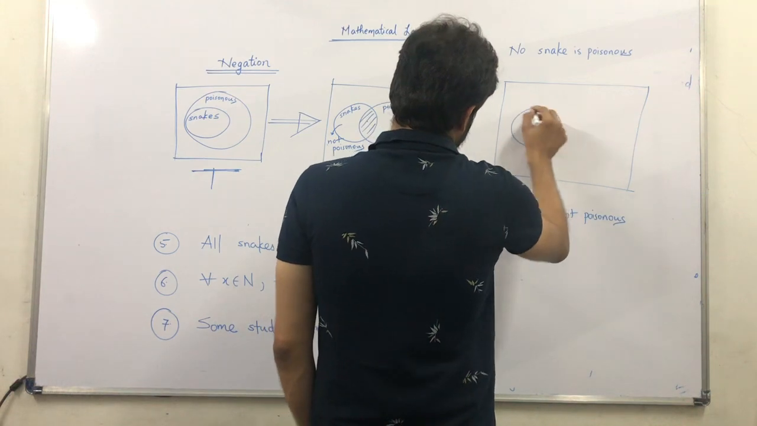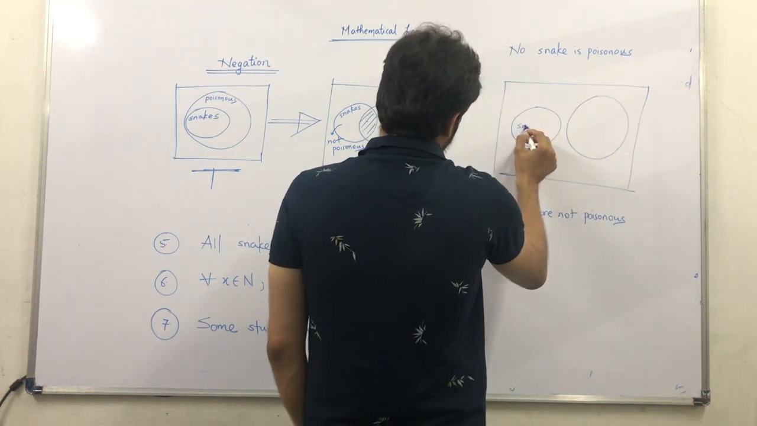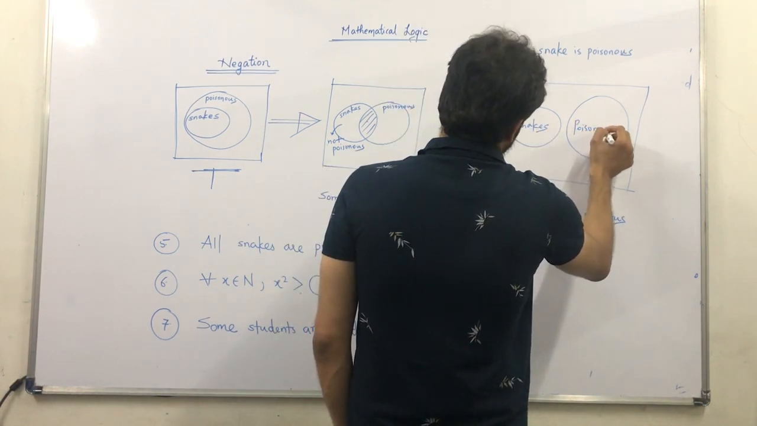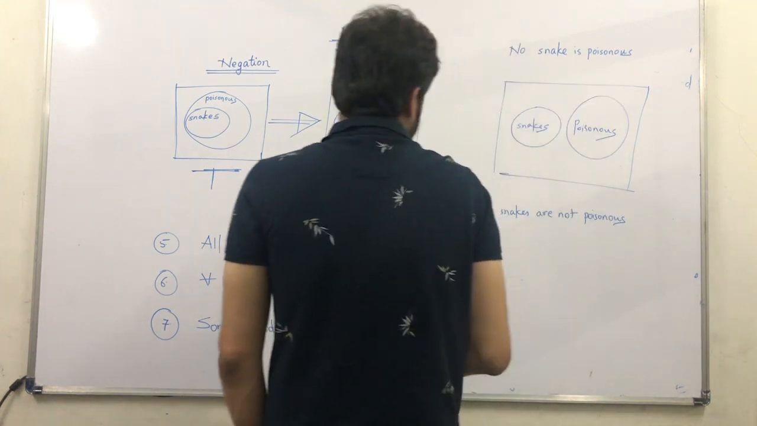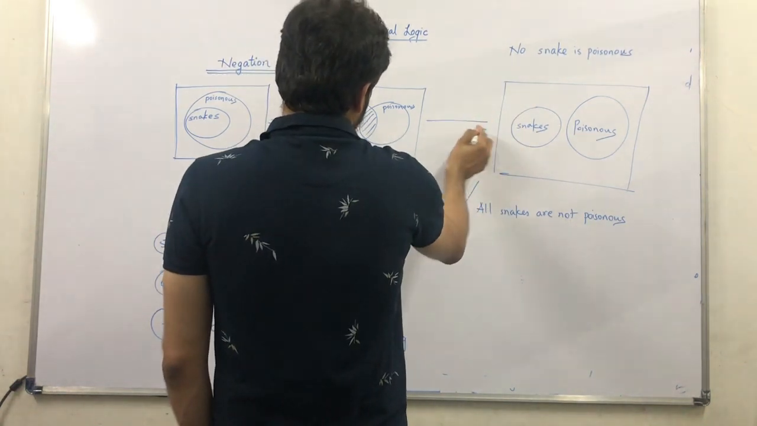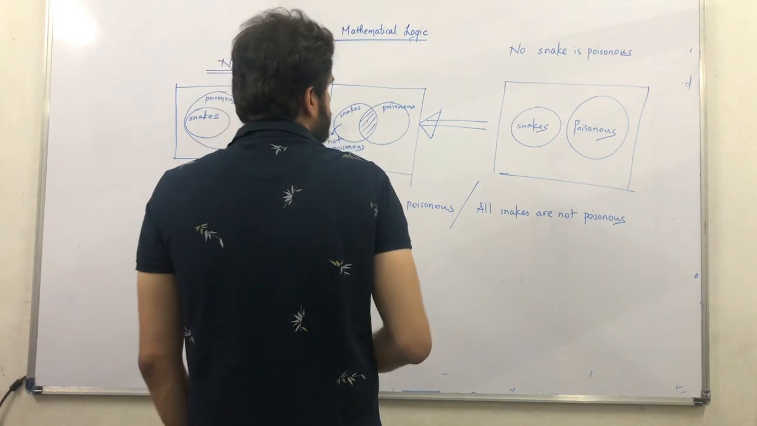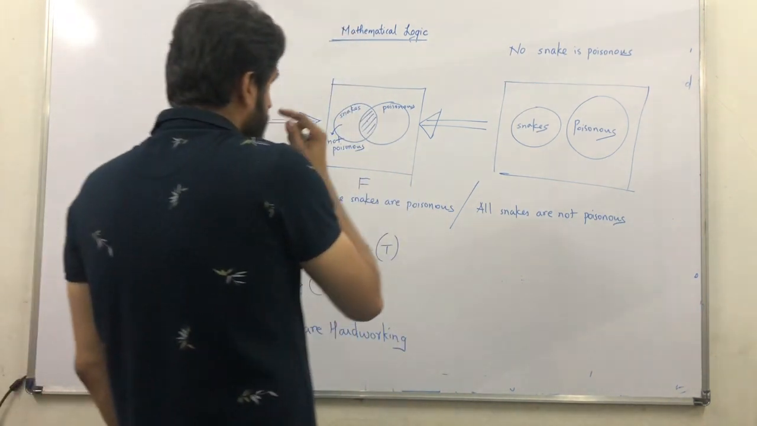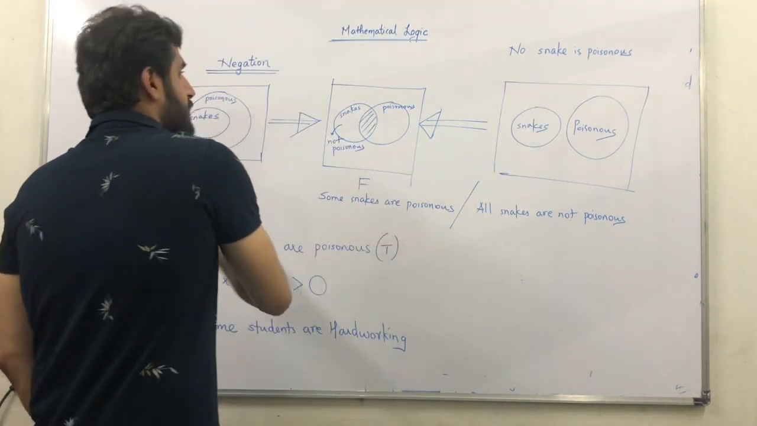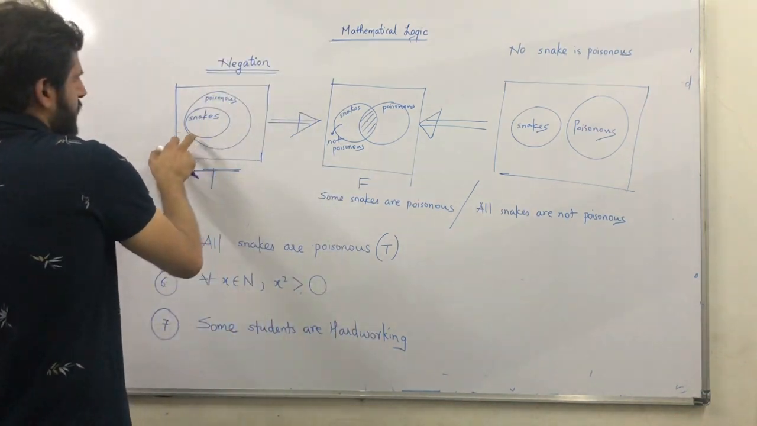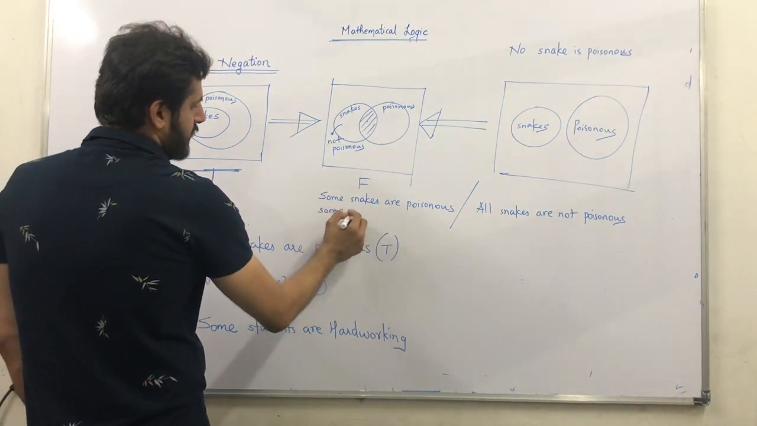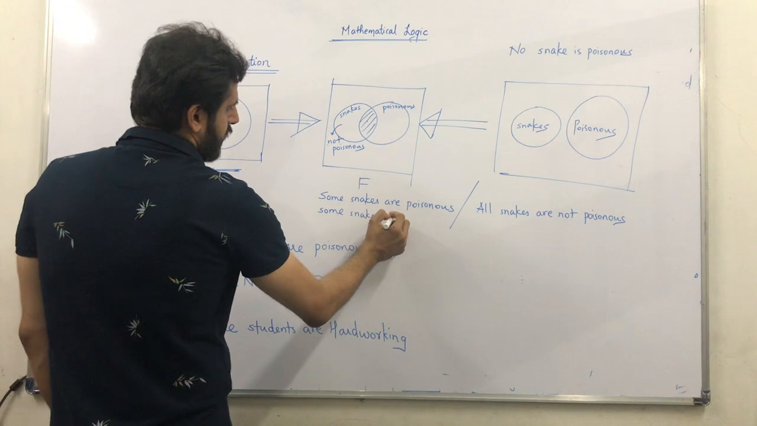Now, no snake is poisonous means there is no intersection between the two sets. There is a set of snakes here, there is a set of poisonous animals here, and they have said no snake is poisonous. That means zero snakes are poisonous. Again, if anybody asks you the negation of this, you will come here and say some snakes are poisonous. When they say no snake is poisonous, we can write the negation as some snakes are poisonous. When they say all snakes are poisonous, we can write the negation as some snakes are not poisonous.